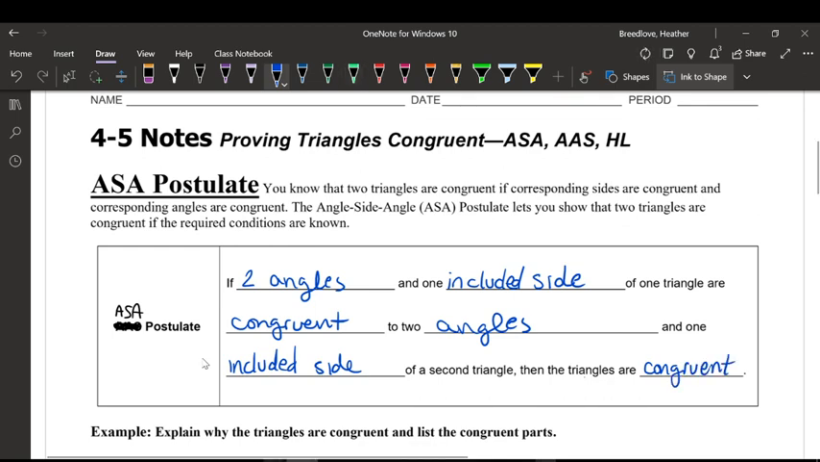So the ASA is working like a map. We have an angle and a side and an angle. The S is touching both A's, so we know that the marked side is going to touch both marked angles.